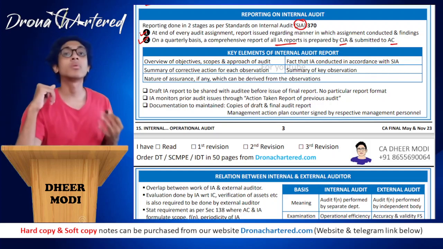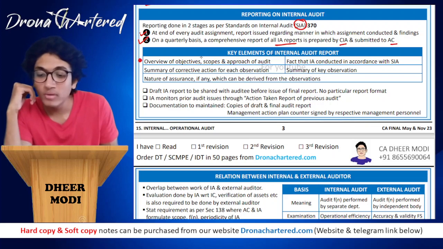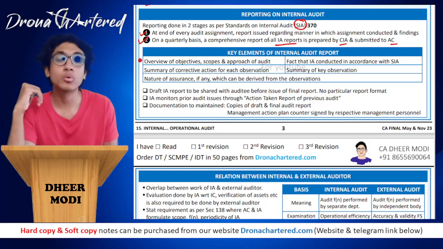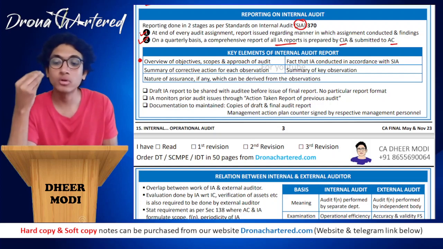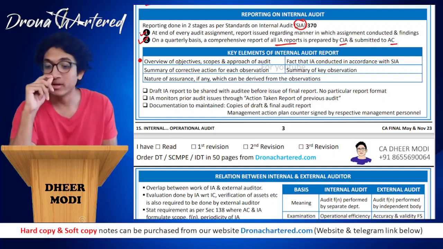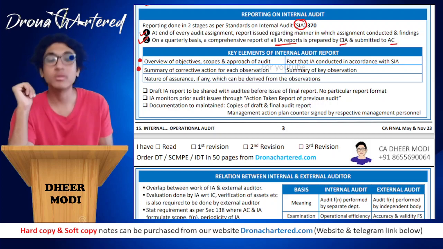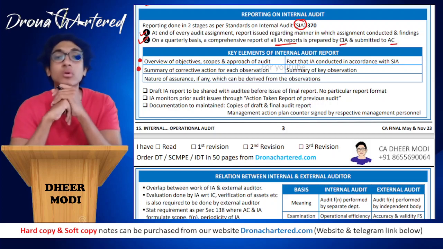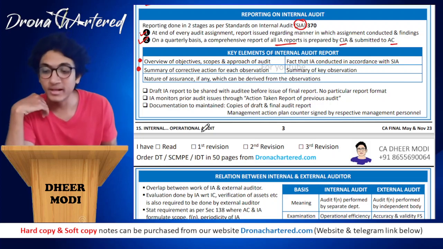What are the key elements? What are the key features of your internal audit report? So first of all, an overview of objectives, scope and approach of the audit. So it should be an overview of what the objectives, scope and approach of the audit are. That overview you have to give. Next is summary of corrective action for each observation. That means whatever observations you've come across in the report, you have to give a corrective action. That is, how should this be corrected?